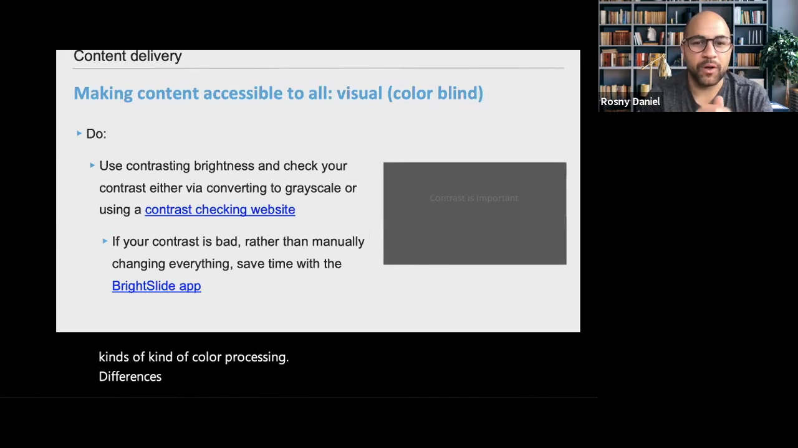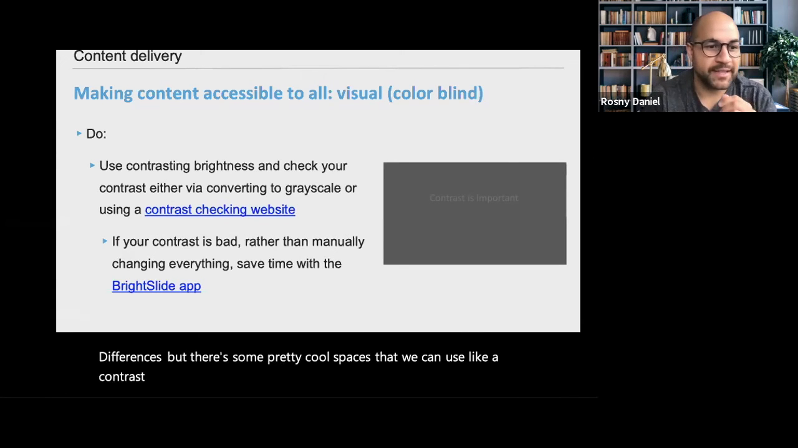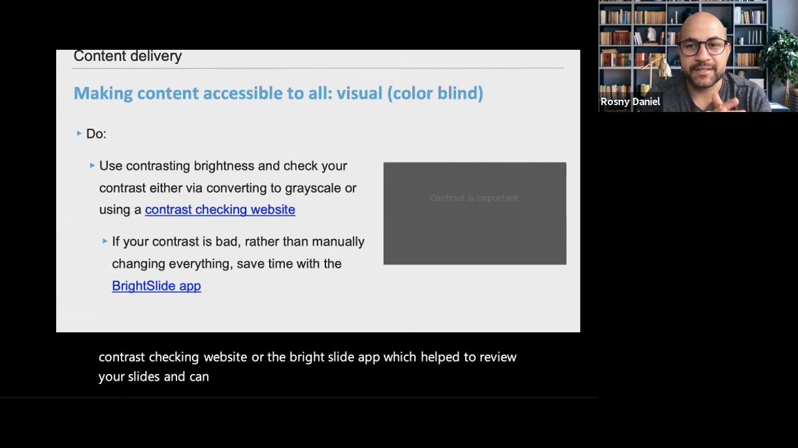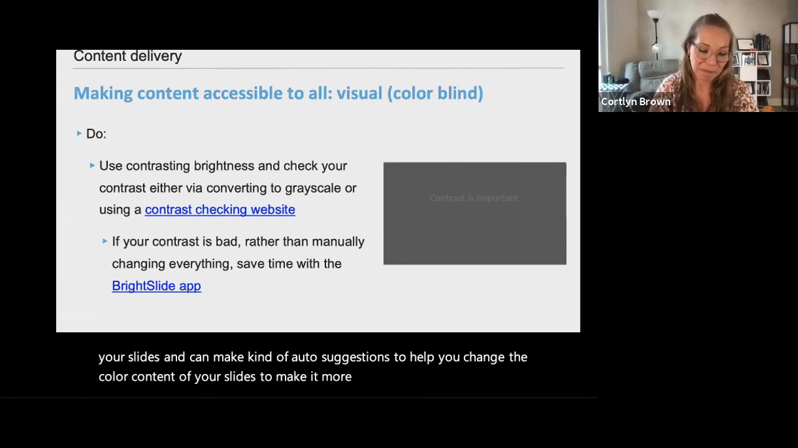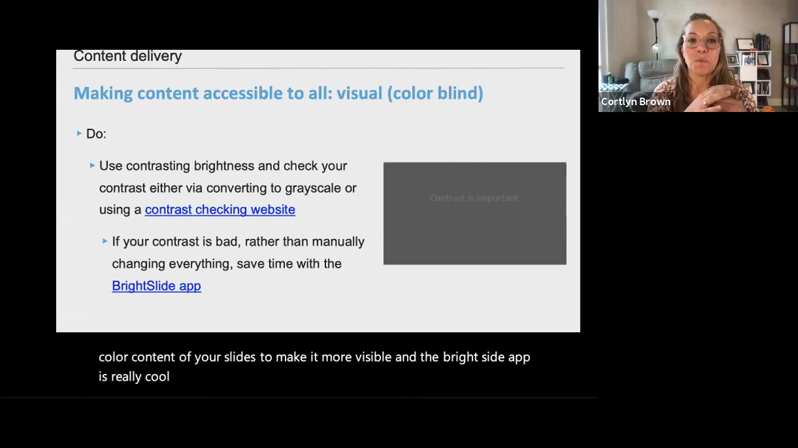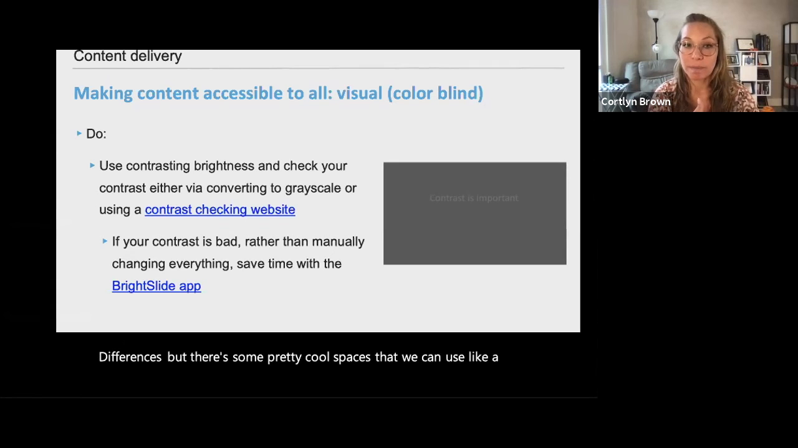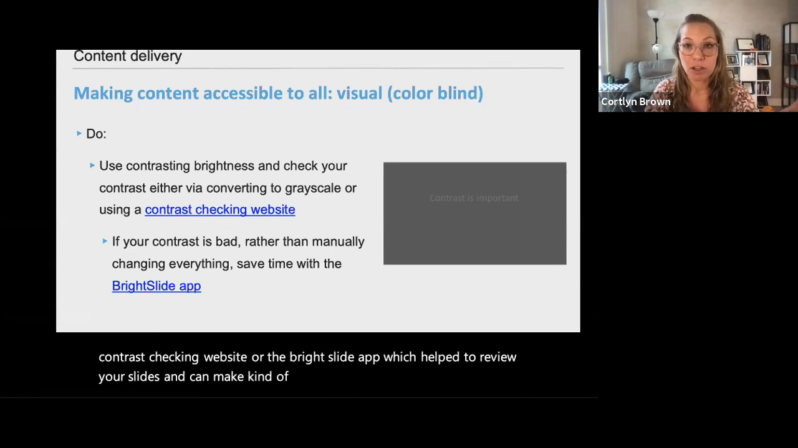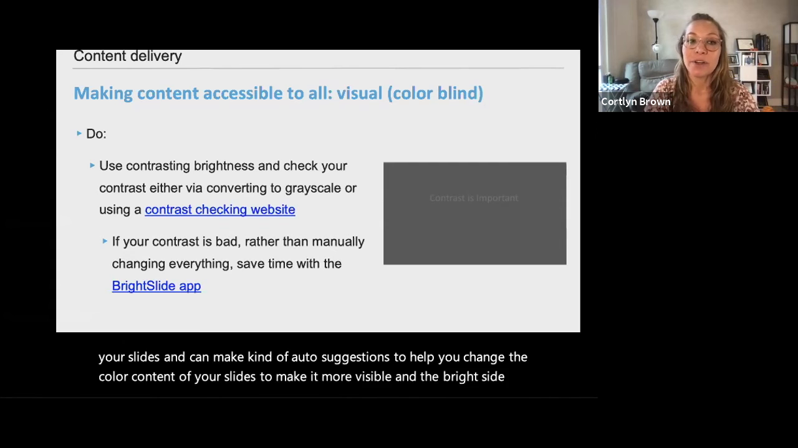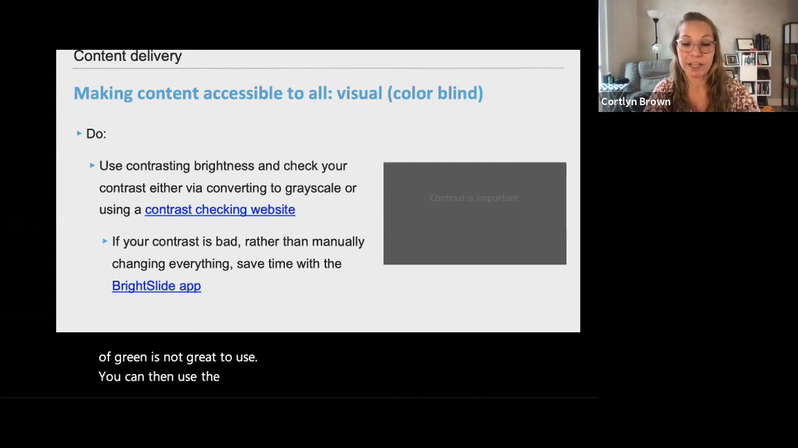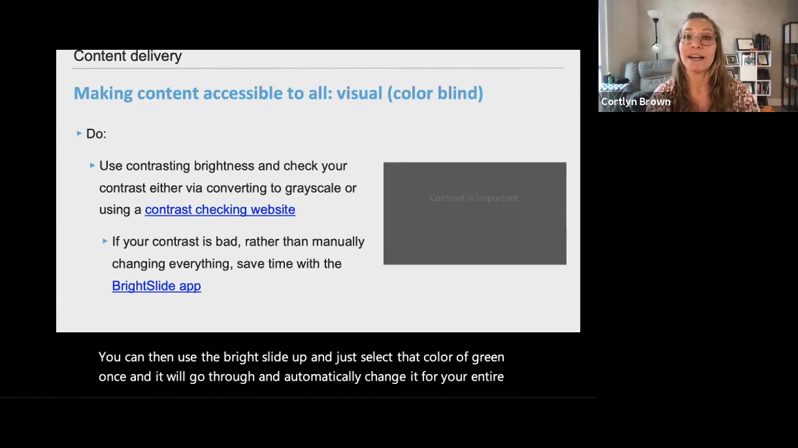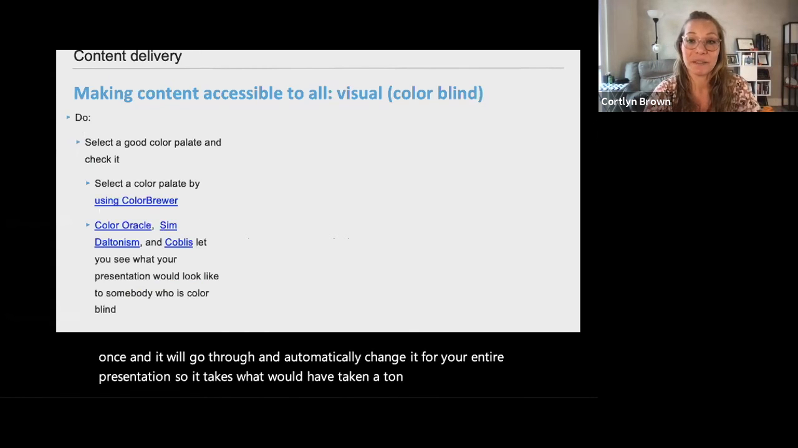But there's some pretty cool spaces that we can use, like a contrast checking website or the Bright Slide app, which help to review your slides and can make auto suggestions to help you change the color content of your slides to make it more visible. And the Bright Slide app is really cool because once you use one of the other color checking websites and it tells you that this particular color of green is not great to use, you can then use the Bright Slide app and just select that color of green once, and it will go through and automatically change it for your entire presentation. So it takes what would have taken a ton of time and makes it a lot easier.